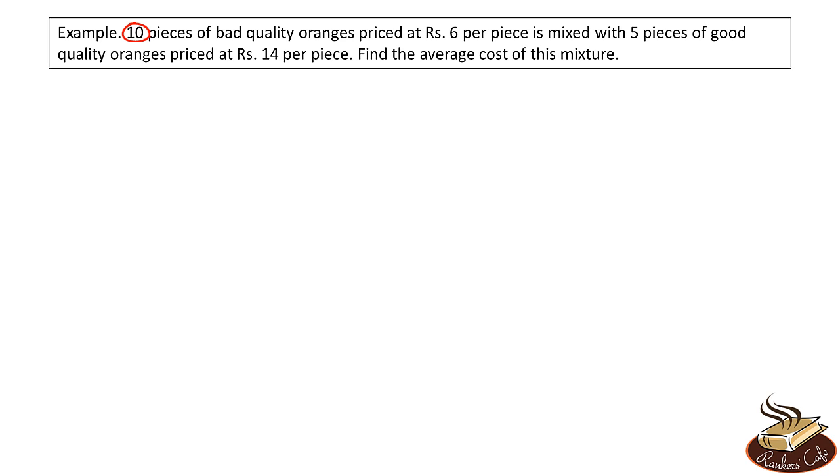Now N1, which denotes quantity, is 10 here, A1 is 6, N2 is 5, and A2 is 14. And we need to find AW. So AW obviously is 10 into 6 plus 5 into 14 upon 10 plus 5, which is 130 by 15, that is rupees 8.67 per piece. Let's move on to the next example.